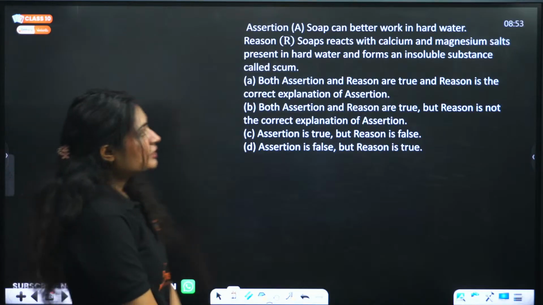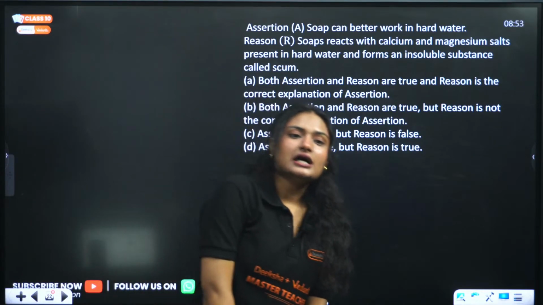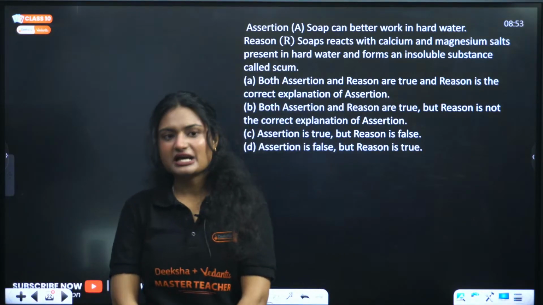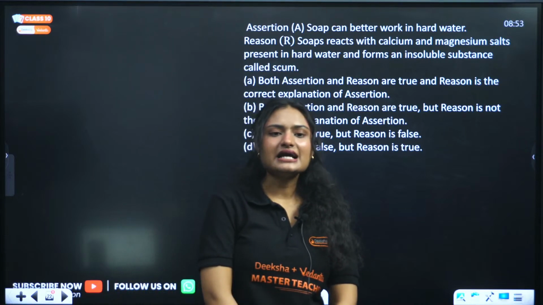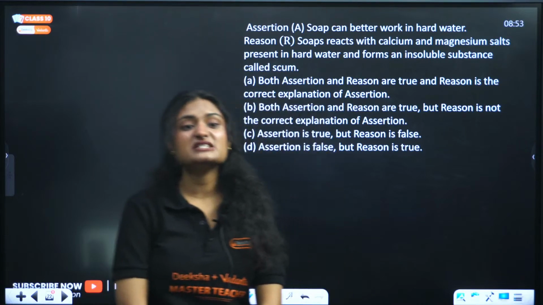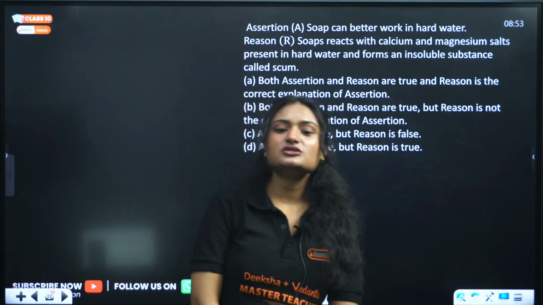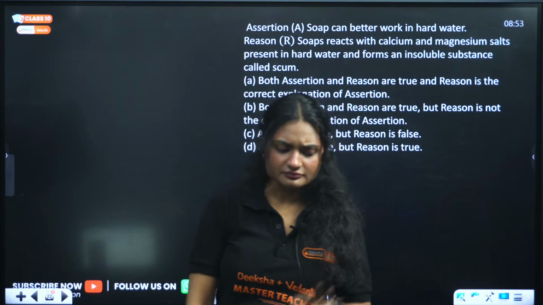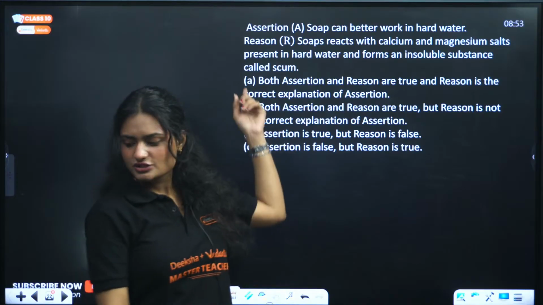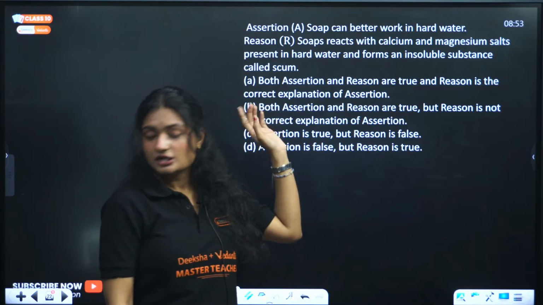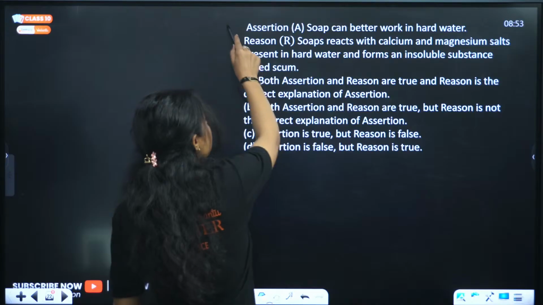Next question. Soap can work better in hard water. That is the assertion. And the reason says soaps react with calcium and magnesium salts present in hard water and form an insoluble substance called scum. Do you think the assertion is true? No, the assertion is not true.